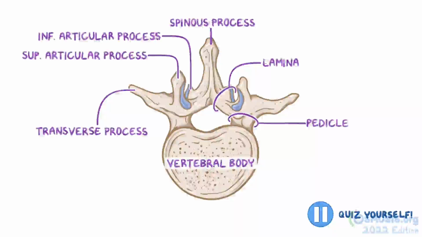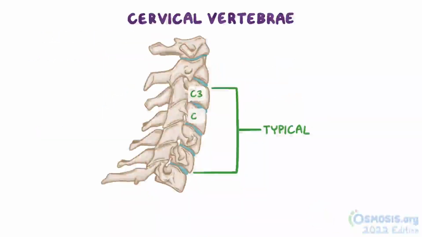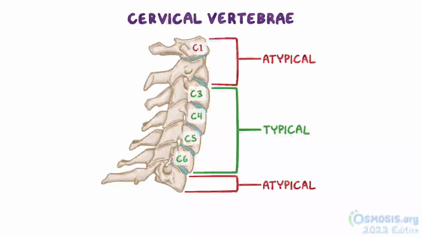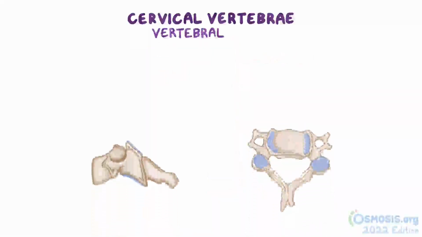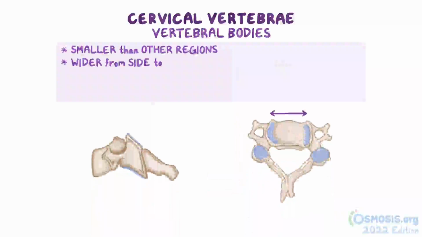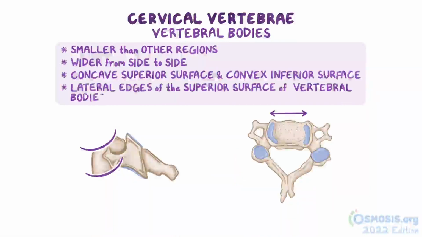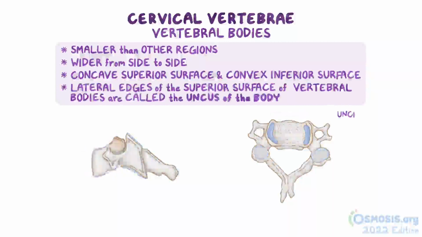So now let's look at the common features of the typical vertebrae in each region. Cervical vertebrae can be typical or atypical. And when it comes to the cervical column, the typical vertebrae are C3, C4, C5, and C6, while the atypical vertebrae are C1, C2, and C7. The vertebral bodies of typical cervical vertebrae are smaller than the other regions, are wider from side to side, and have a concave superior surface and a convex inferior surface. The lateral edges of the superior surface of the vertebral bodies are each called the uncus of the body or the uncinate process.